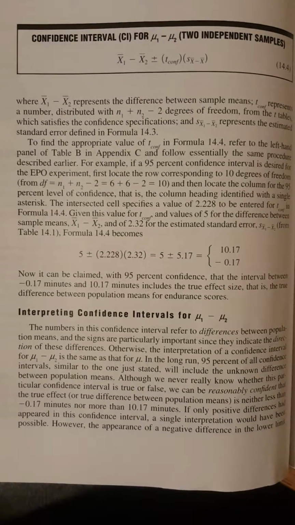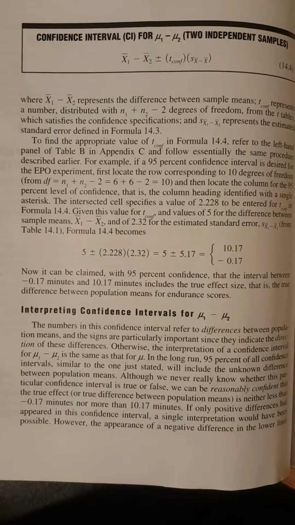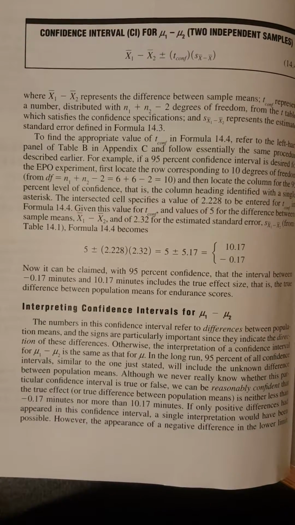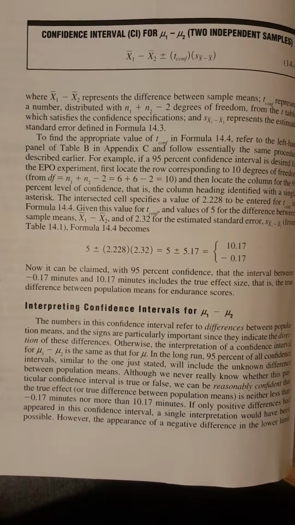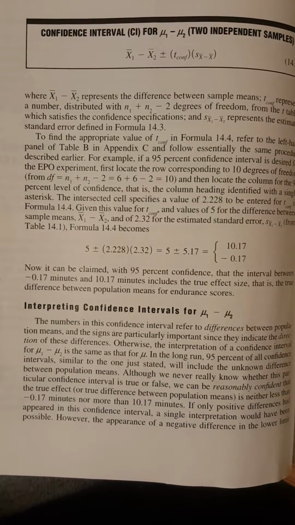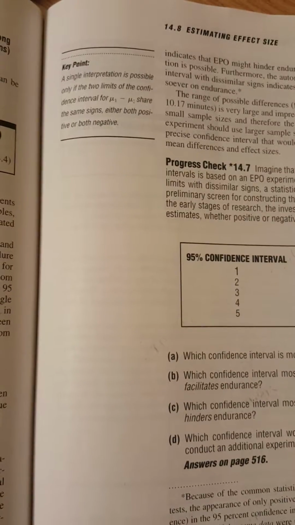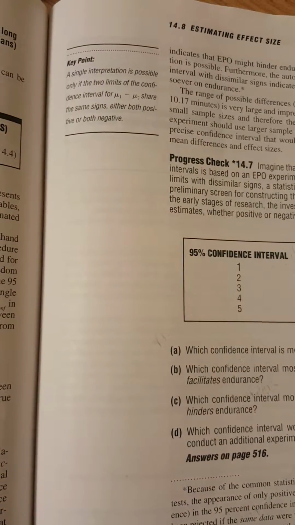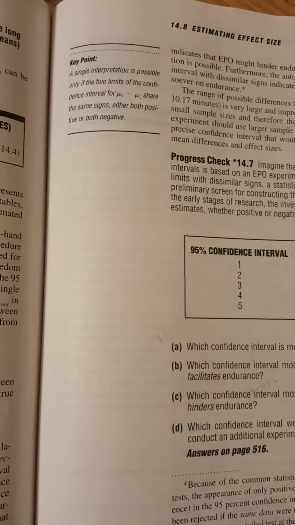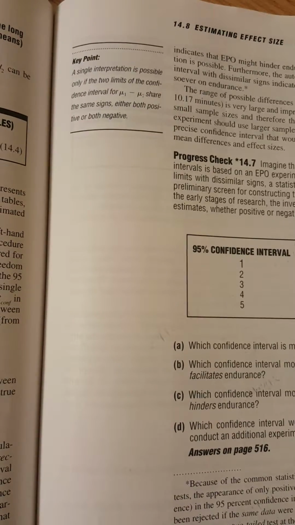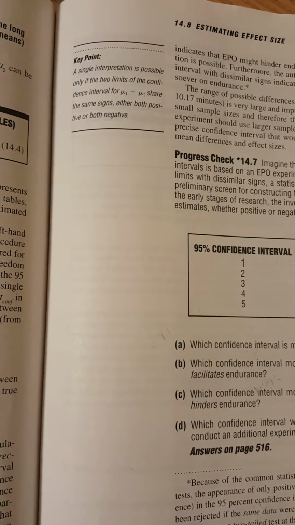The numbers in the confidence intervals refer to differences between population means, and the signs are particularly important since they indicate the direction of these differences. The key point is a single interpretation is possible only if the two limits of the confidence interval for mu1 minus mu2 share the same sign, either both positive or both negative.